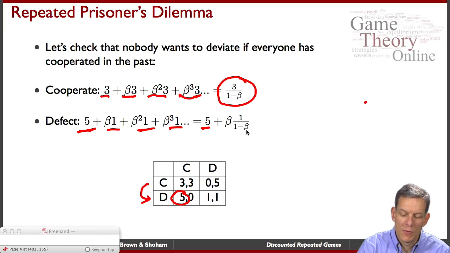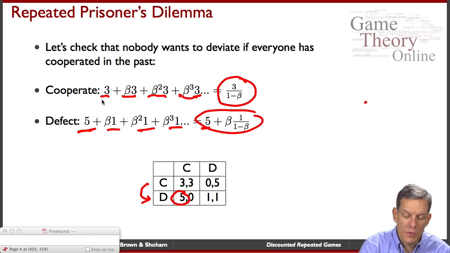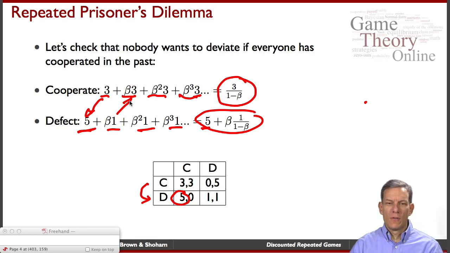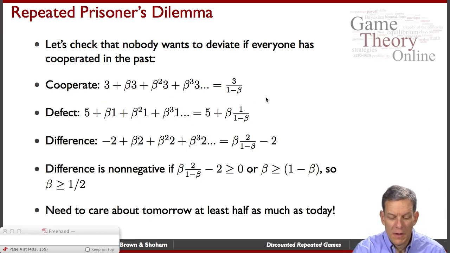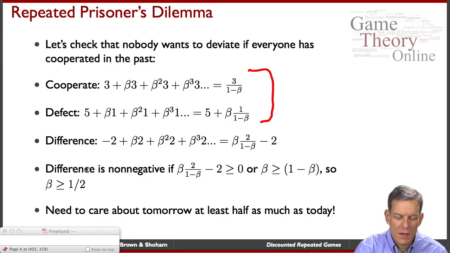This is beta times 1 over 1 minus beta. So if I deviate, what happens is in the first period, I get a gain, but then I lose in the subsequent periods. So there's a trade-off. And how big that trade-off is depends on the size of the discount factor. So we've got these 2 different payoffs. We can look at the difference between these.